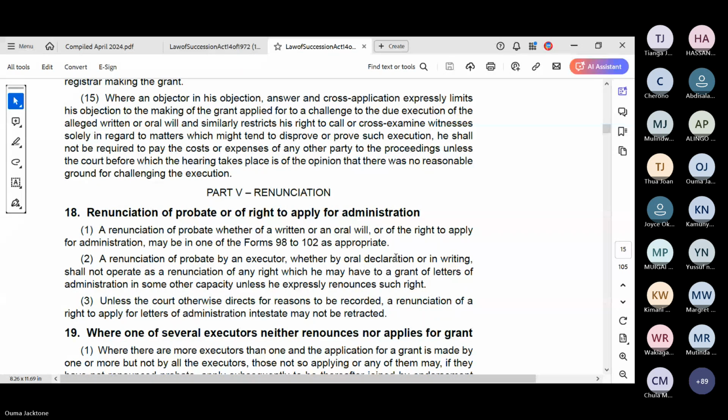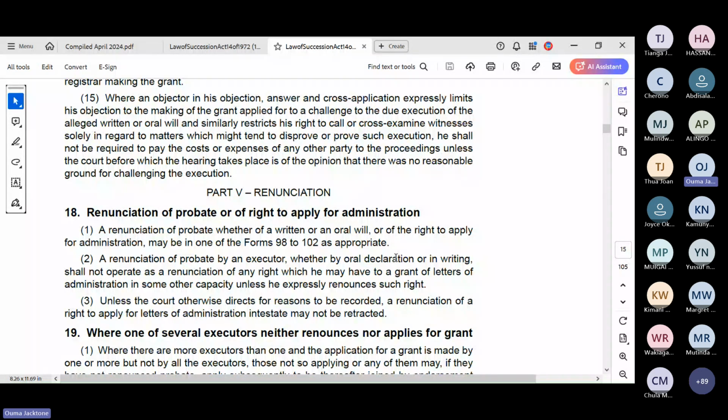Now, renunciation. This is where somebody is not interested in executing the will. Are you together? They're not interested at all in executing the will. So either they are the administrators or they are executors of the will. So what do they do? They of course renounce the right to do so in the prescribed form. Okay.